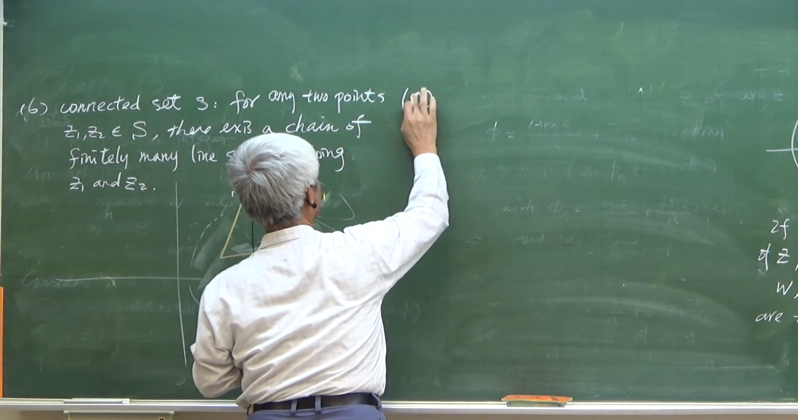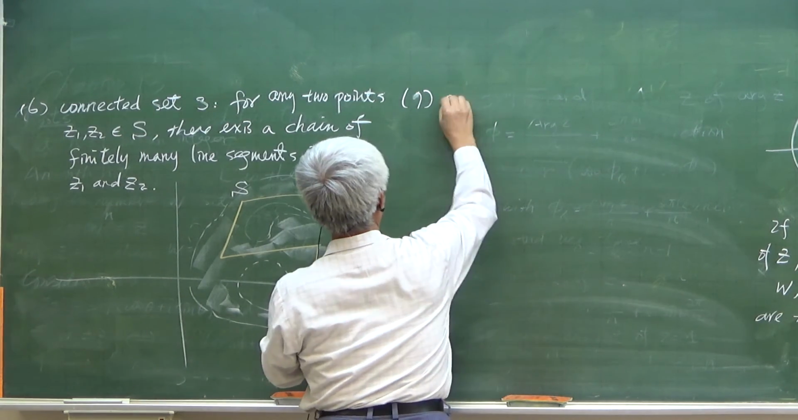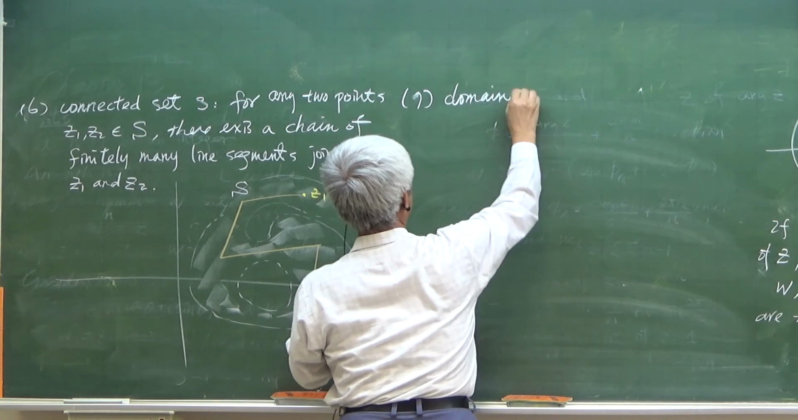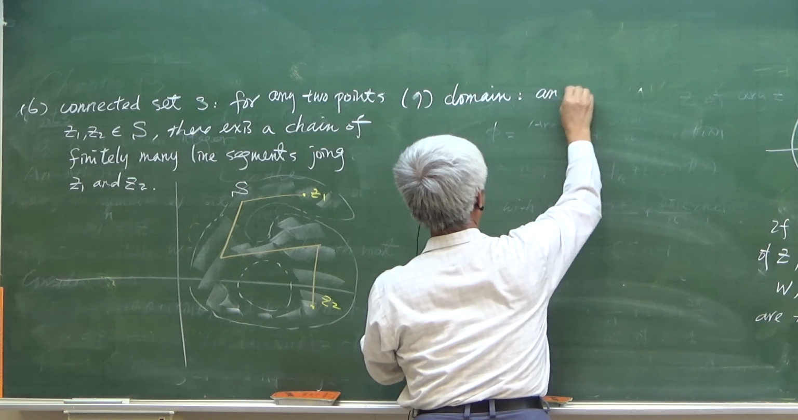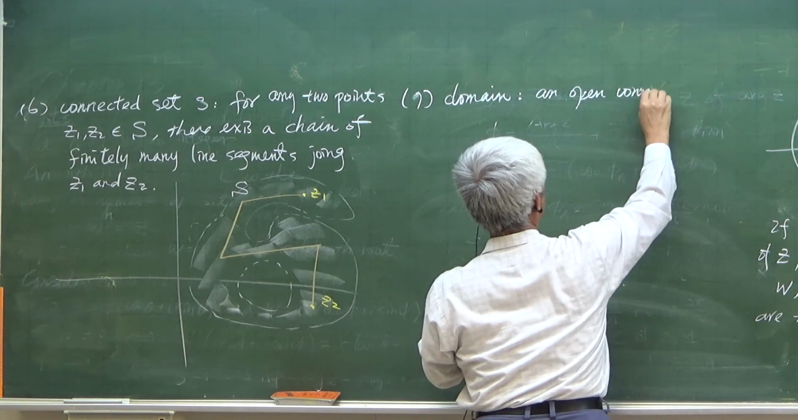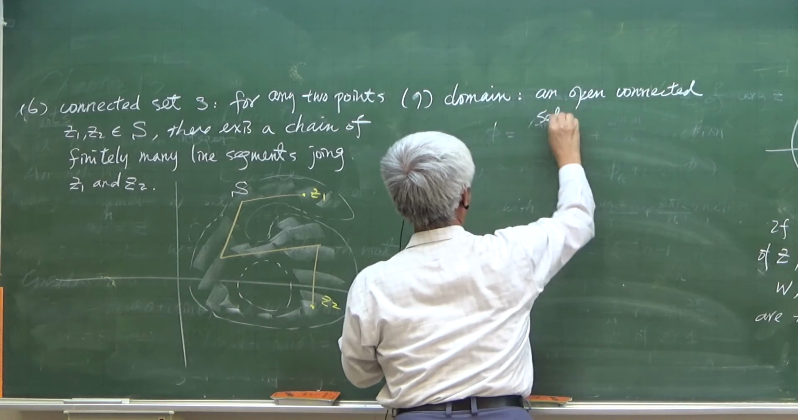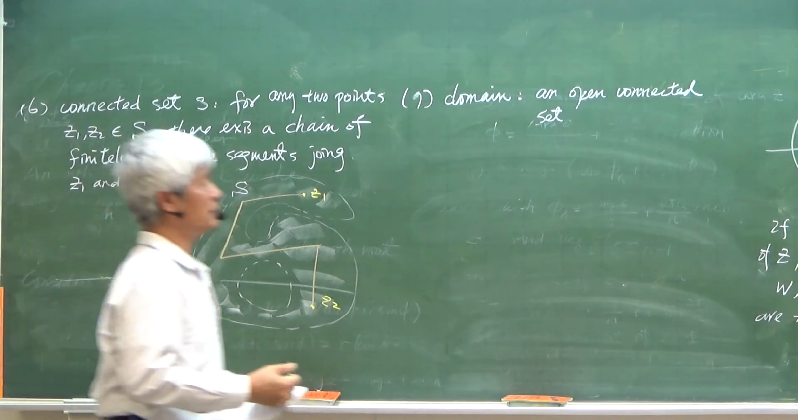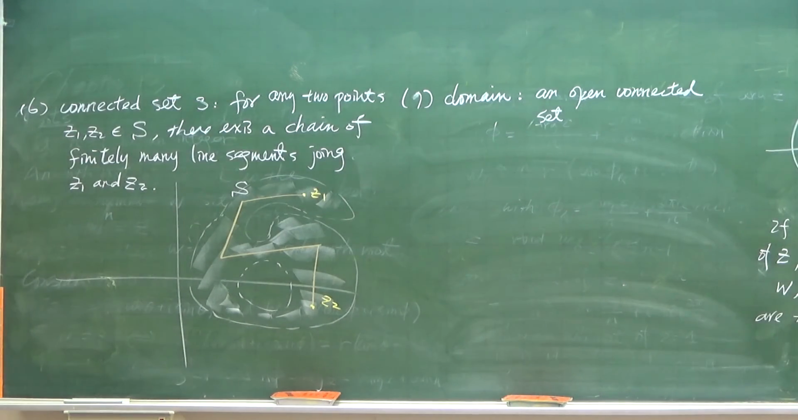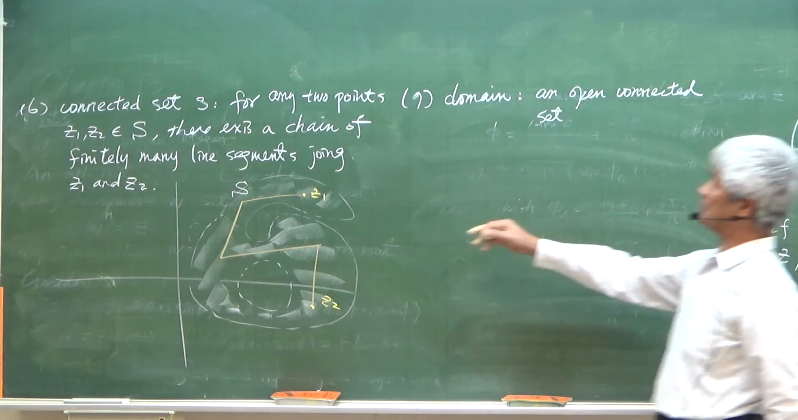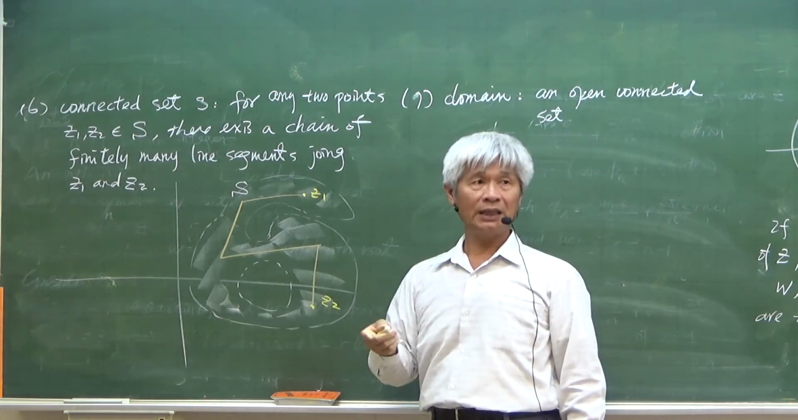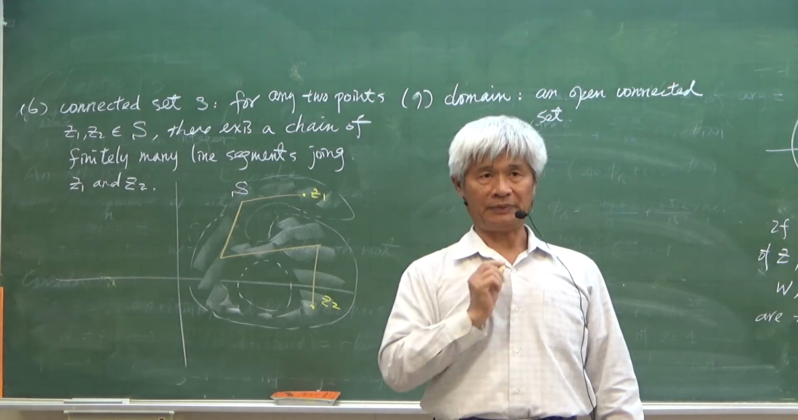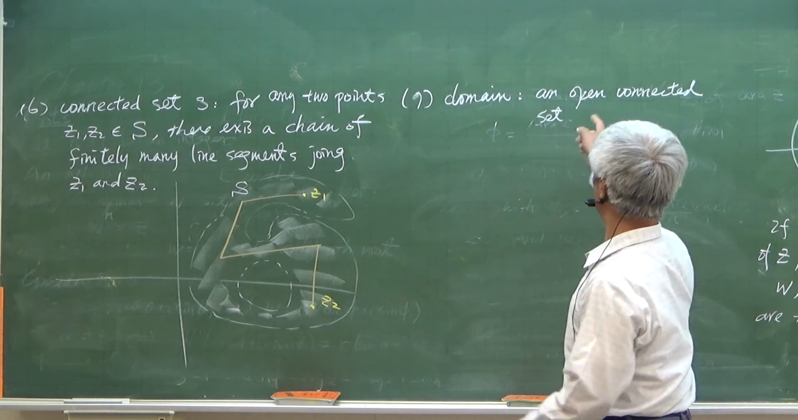Seven. We talked about connected sets before. Domain. What is a domain? A domain is an open connected set. If a set is open, it means that for every point we can find a neighborhood contained in the set. And it's also connected, meaning that any two points can be connected by a chain of finitely many line segments. So it's called a domain.